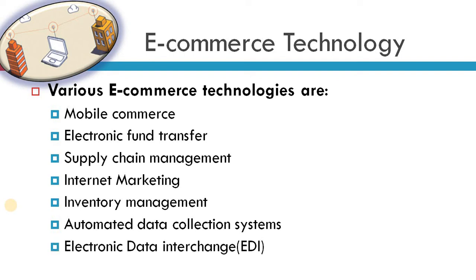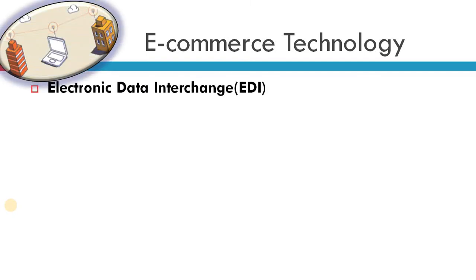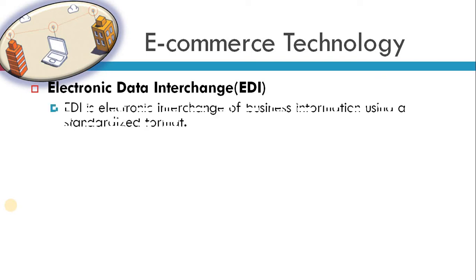The last one, electronic data interchange. Electronic data interchange means data is exchanged between two business organizations electronically. The last one, that is electronic data interchange, we will see in detail. Electronic data interchange, it is commonly known as EDI. EDI is electronic interchange of business information using standardized formats.